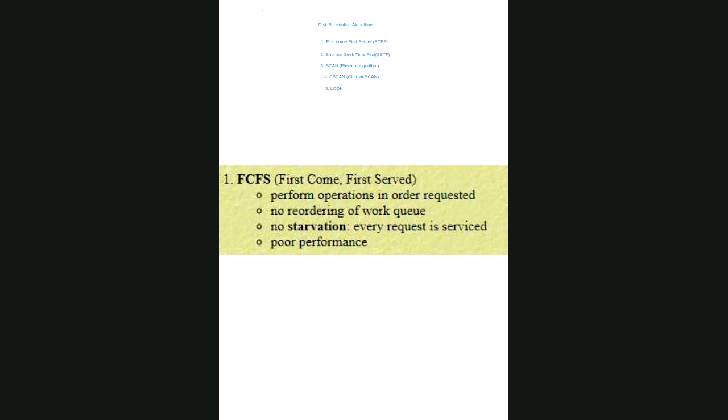The reason behind this is, it is not taught to you in the syllabus, but in order to understand C-look, you need to first understand how look works. In the same way, if you want to understand how C-scan works, you need to first see how scan works. Then you can know how C-scan will work. So this is very important.